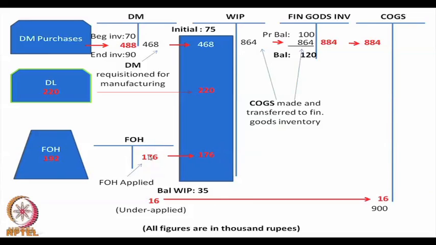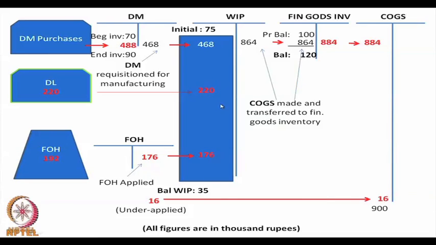The factory overhead applied was 80% of the direct labor. So, if this is DL, this will be 0.8 DL. So, 1.8 DL. Therefore, 75 plus 468 plus 1.8 DL minus 864 is equal to 35. Solve this for DL, it came to 220.